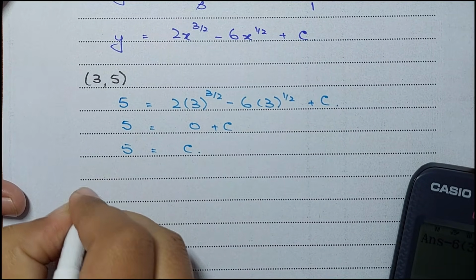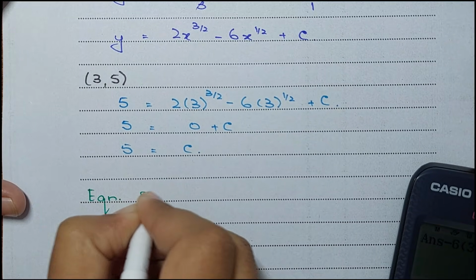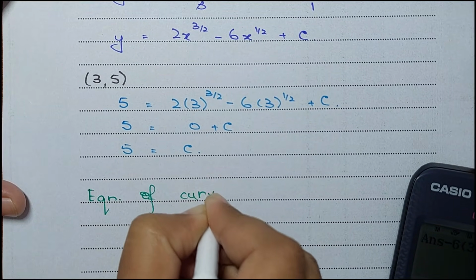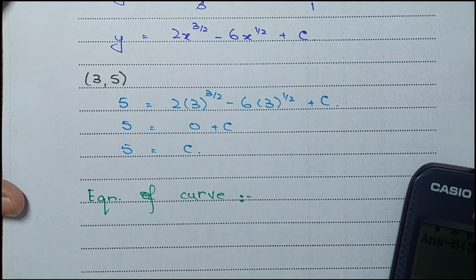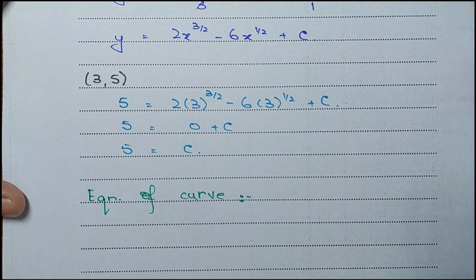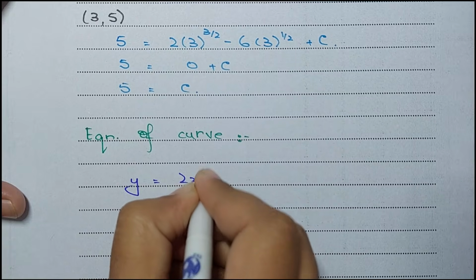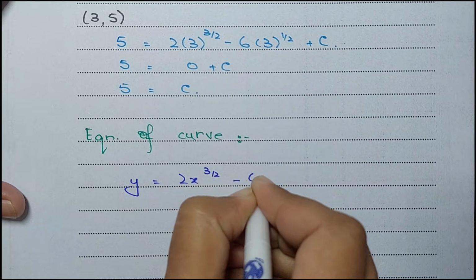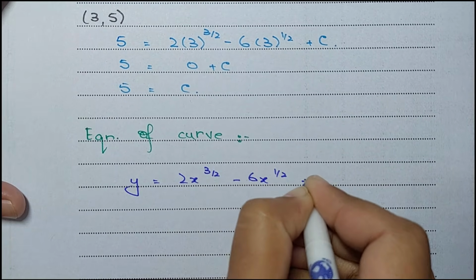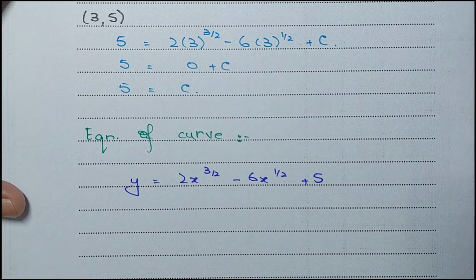Now we can say that the equation of the curve, with the c value being 5, is y equals 2x to the power 3 by 2 minus 6x to the power 1 by 2 plus 5. That is my equation of the curve.